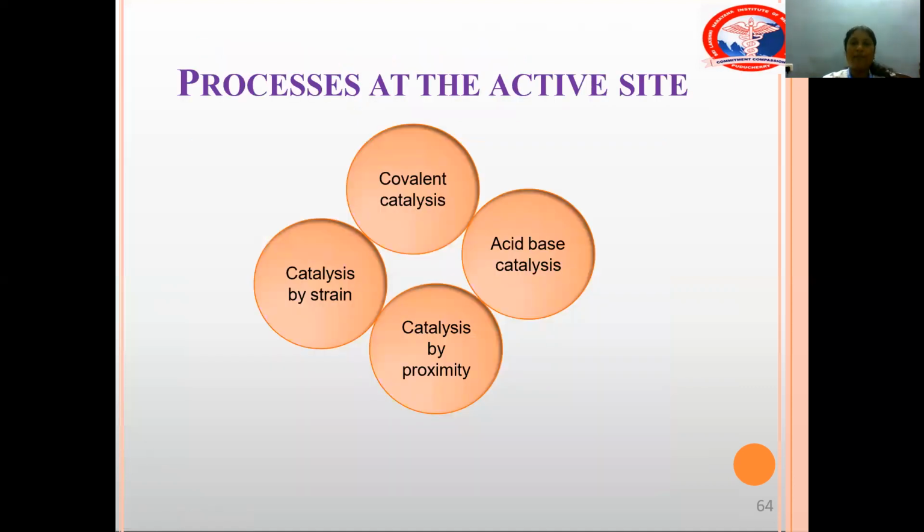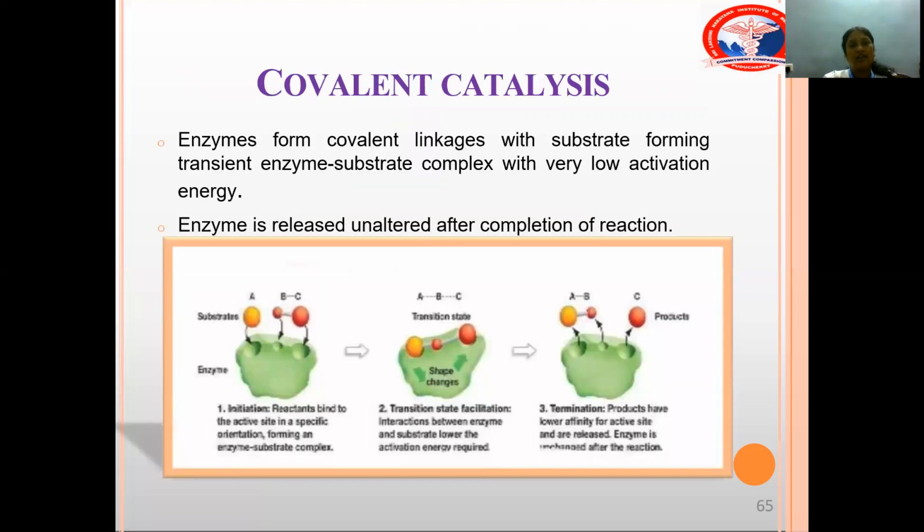What are the processes which are happening at the active site which favor enzyme catalysis? Covalent catalysis, catalysis by proximity, acid-base catalysis, and catalysis by strain. Covalent catalysis. Here the enzyme will form a covalent linkage with the substrate, forming a transient enzyme substrate complex with very low activation energy. This enzyme substrate complex formed in an enzyme catalyzed reaction has low activation energy, and at the end of the reaction, you will get back the free enzyme.